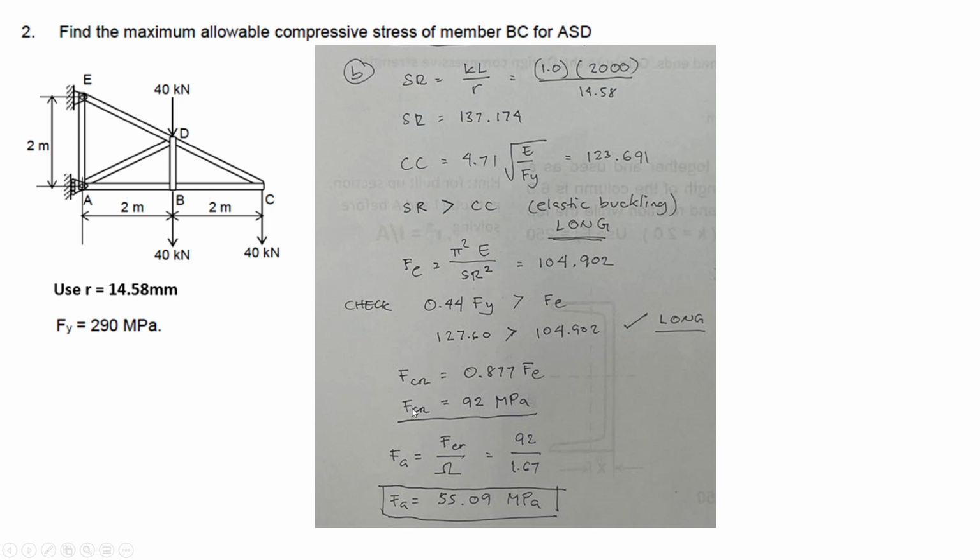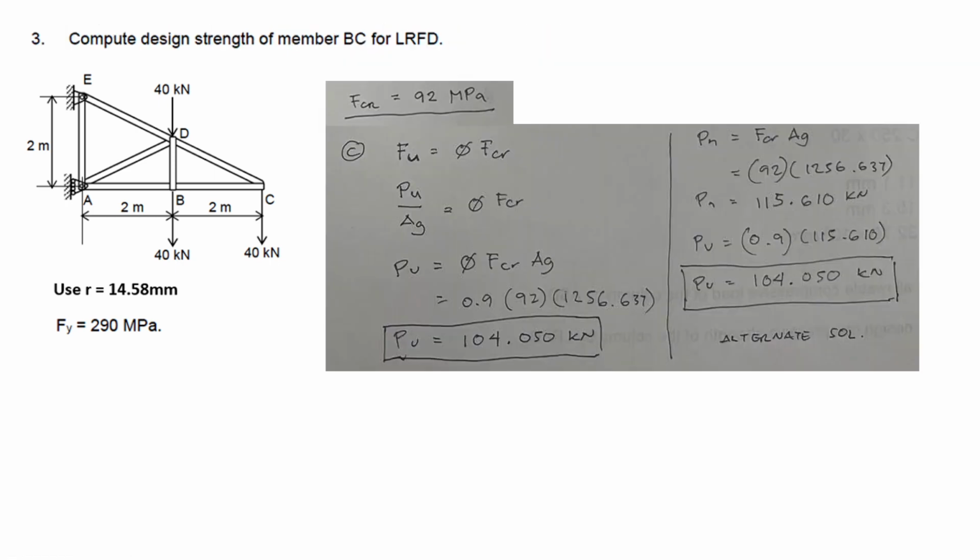Ang FCR nato is basically muna atong pinaka-critical point, muna pinaka-maximum. So, for the allowable, ato nang kuhaan with the factor of safety nga 1.67, 92/1. So, ato ang allowable compressive stress is 55.09 MPa. Okay? Alright. Now, let's ready na tayo solve for the design strength of member BC for LRFD.